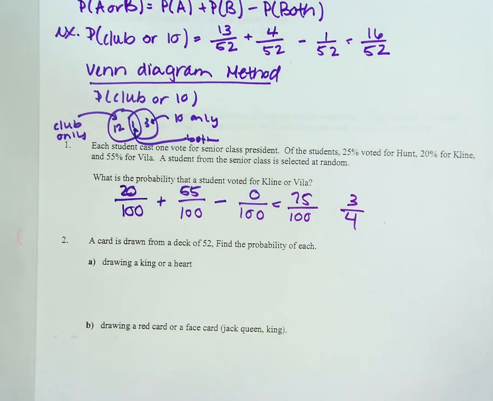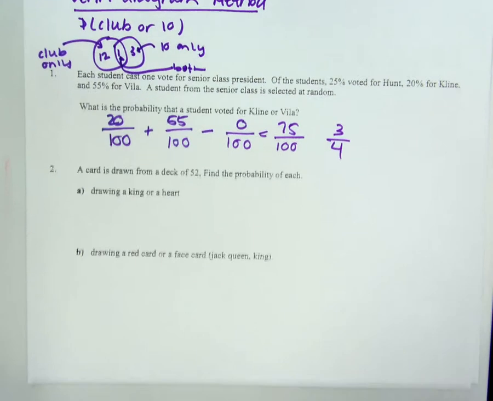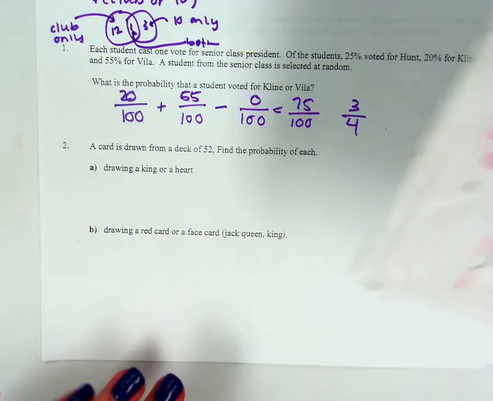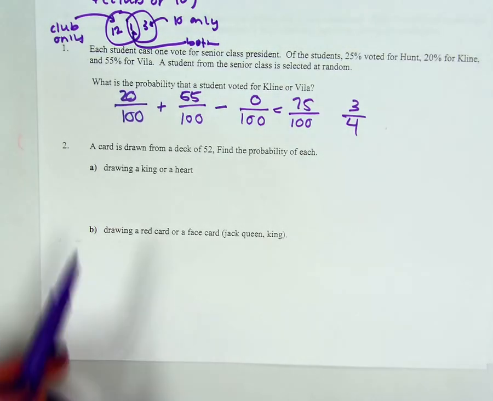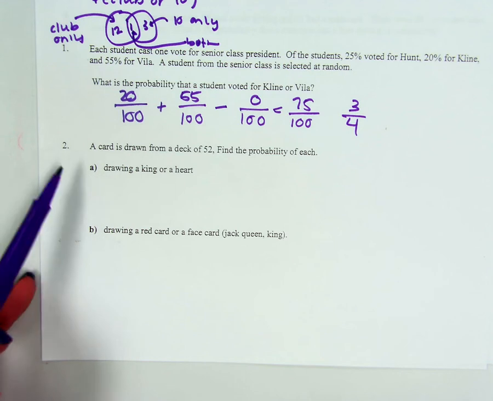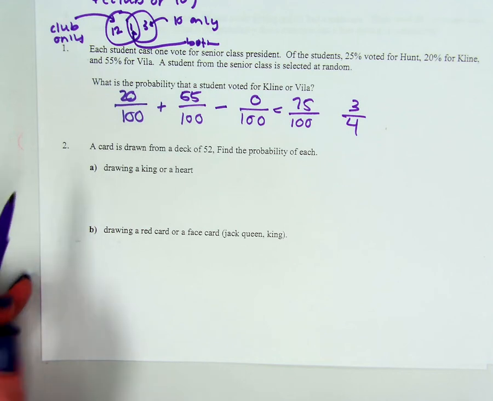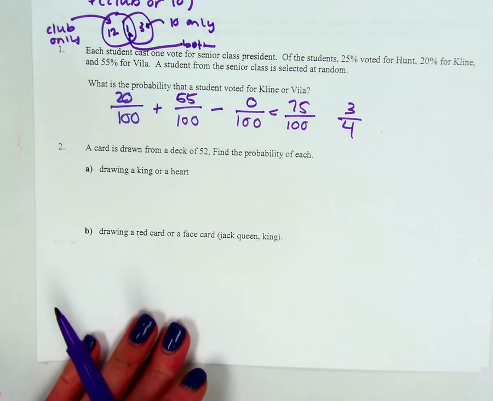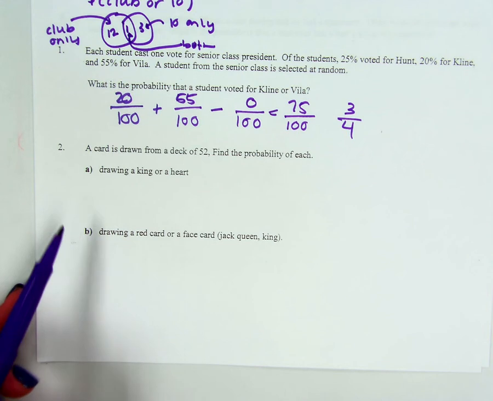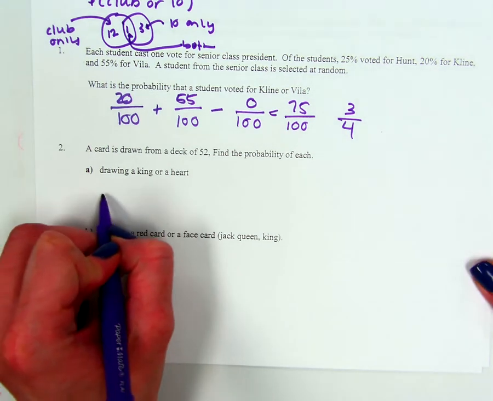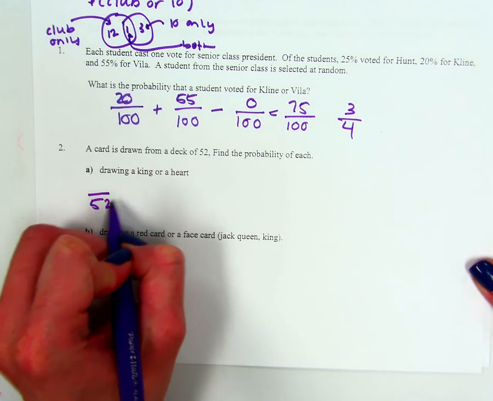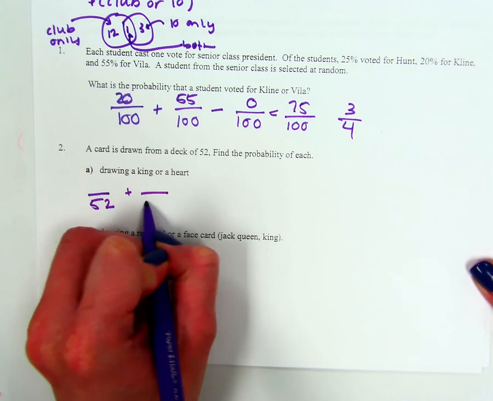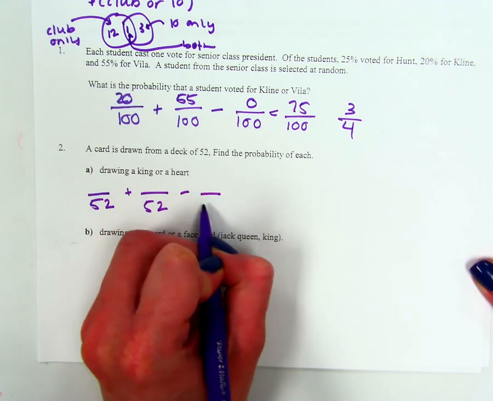So look at number 2. Number 2 says a card is drawn from a deck of 52. Find the probability of each. So we're drawing a king or a heart. We will start with 52 for both of those, so we'll put 52 on the bottom.